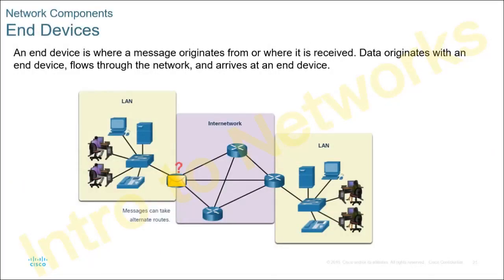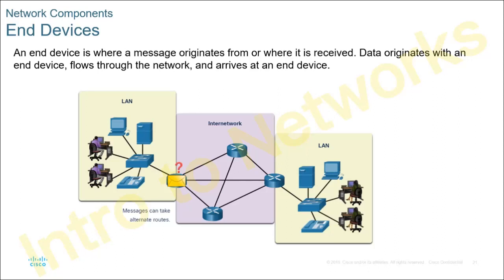Well, what exactly are the devices in between a network that connects multiple end devices? So again, the formal definition of end device or host is where a message originates from or where it's received. Data originating with an end device will flow through the network and arrive at a separate end device.